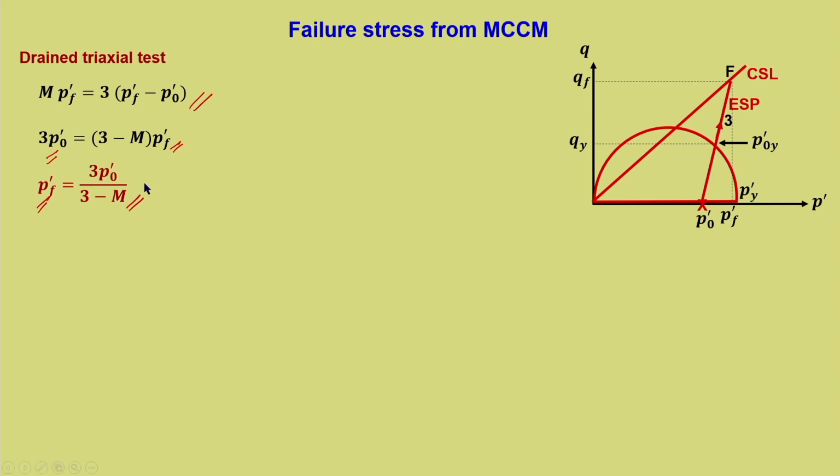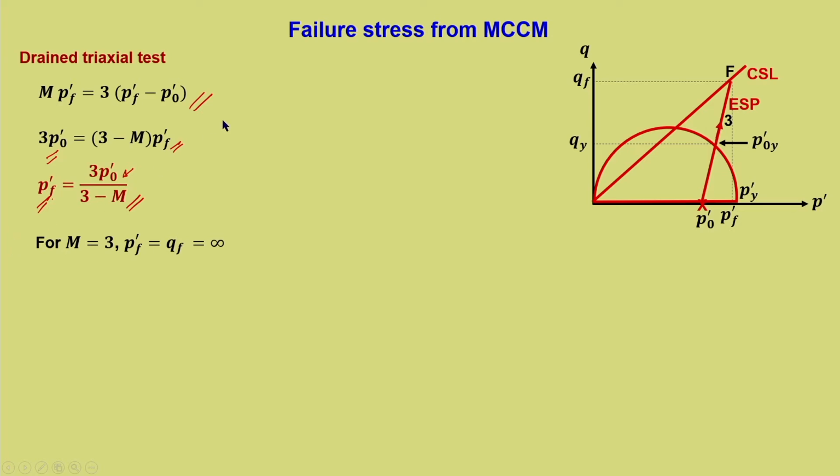You can see this particular equation where P dash F is the required failure stress. Now that is a function of P naught dash, which is the initial condition, and M, which is a critical state parameter. So once we know P dash F, we can determine QF, because we know that QF is M into P dash F.